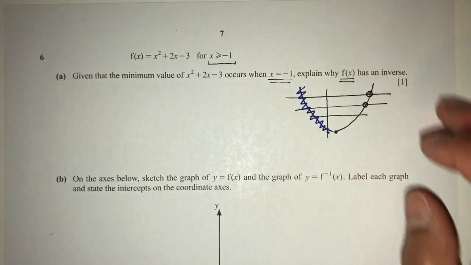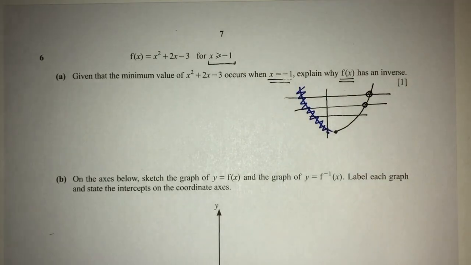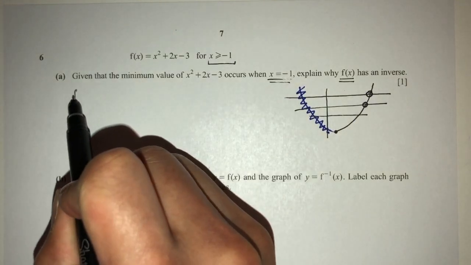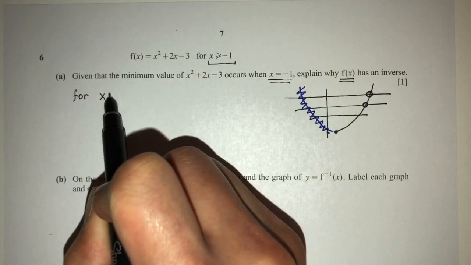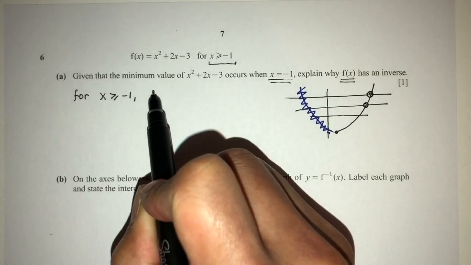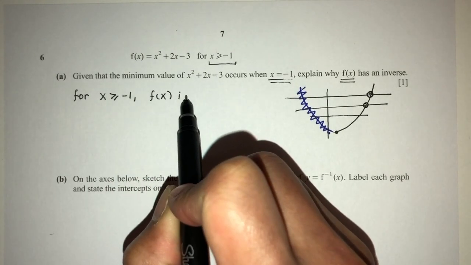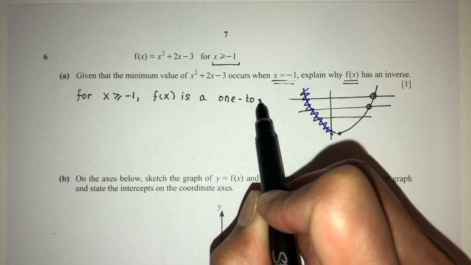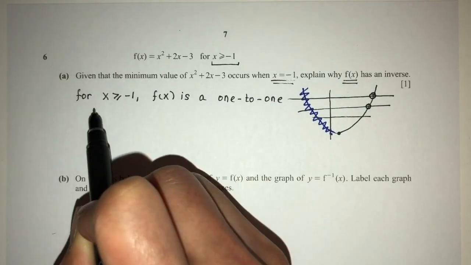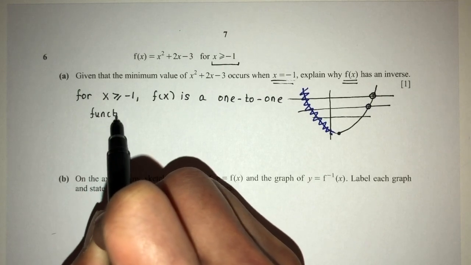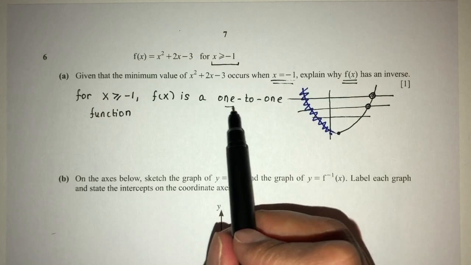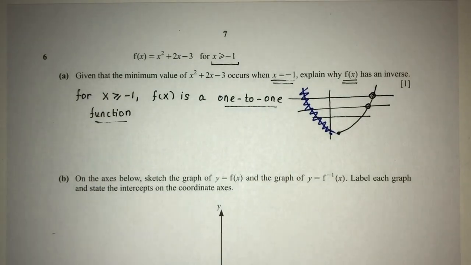So I hope you understand this concept if you have any of the similar questions. But for now, the reason why is because you would say, for x, this, we know that f of x is a 1-to-1 function. That's why. So that's the reason why it has an inverse, because it is a 1-to-1 function that is defined by this domain.